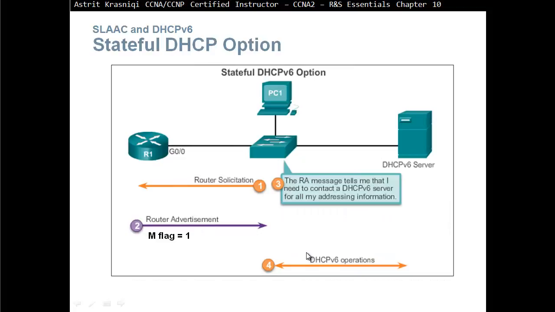The stateful DHCP option is when the received router advertisement from the router has the M flag set to 1. The router advertisement message tells me that I need to contact the DHCP server for all my addressing information.